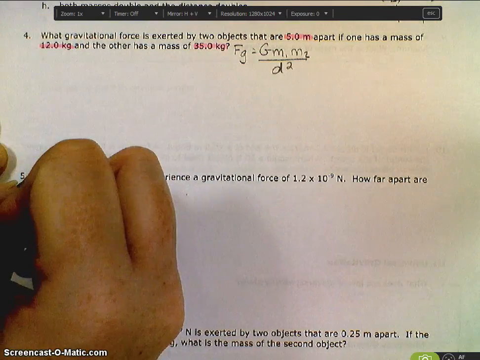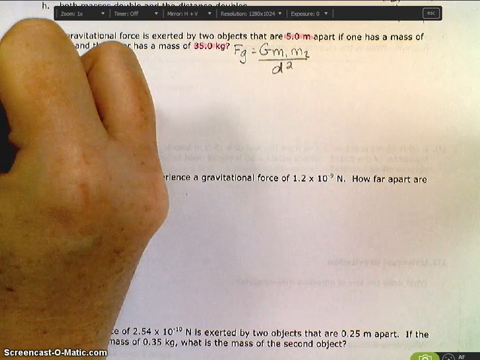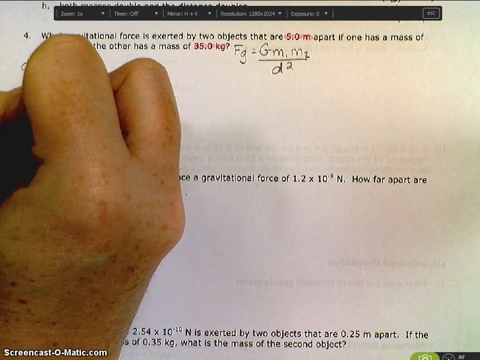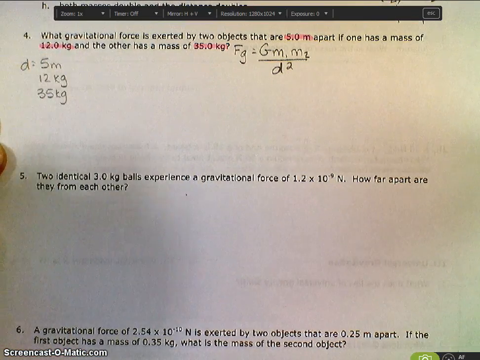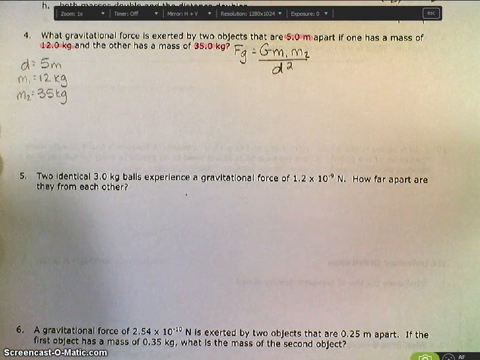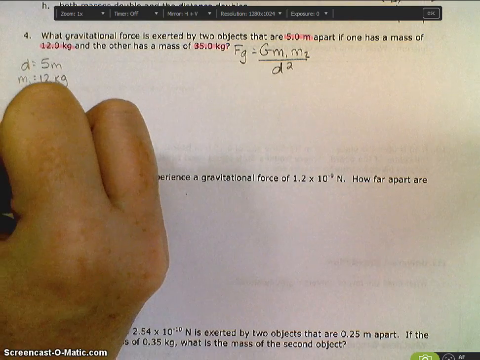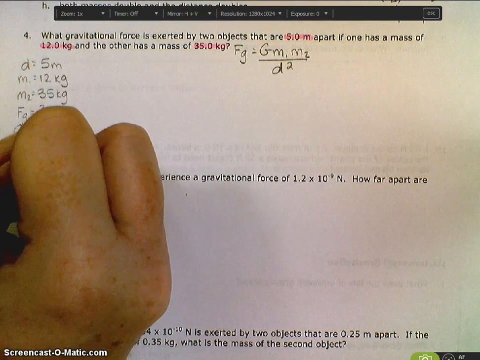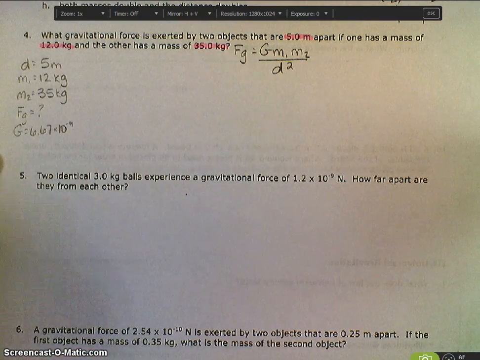I want to write out all my variables that I'm given over here. First thing they gave me was 5 meters. Meters is a distance. Then they give me 12 kilograms and 35 kilograms. Because we are multiplying them, it does not matter which one we call M1 and M2. I just tend to use the same order that they give me. I'm looking, in this case, for Fg, and I always know my big G, 6.67 times 10 to the negative 11th, and that will be on your equation sheet.